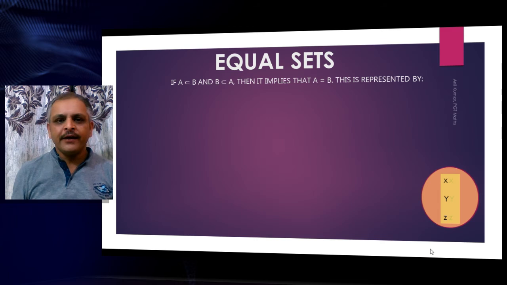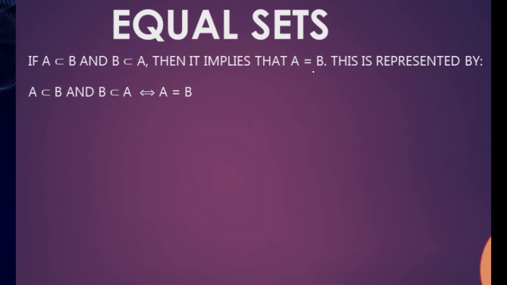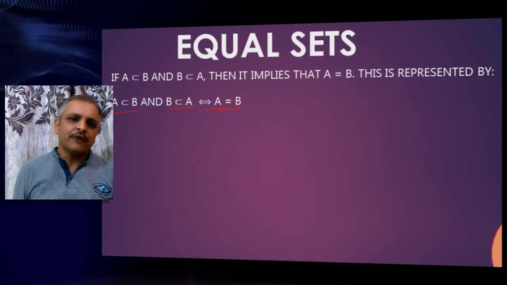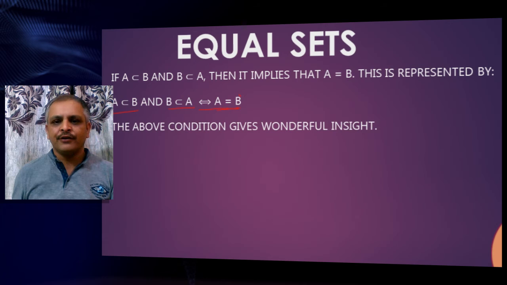So in case A is a subset of B and B is a subset of A, then it implies that A is equal to B. That means if all the elements of A are available in B and all the elements of B are available in A, then A is equal to B. Mathematically we will write: A is a subset of B and B is a subset of A, then we will say that A is equal to B. Or vice versa is also true. If A is equal to B, then we can say that A is a subset of B and B is a subset of A.